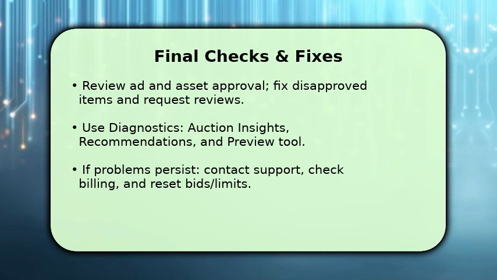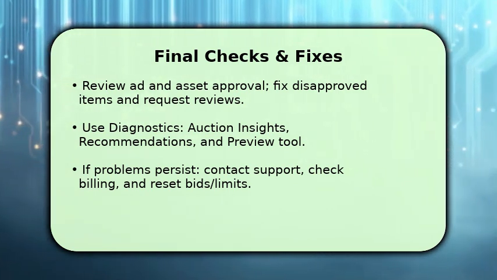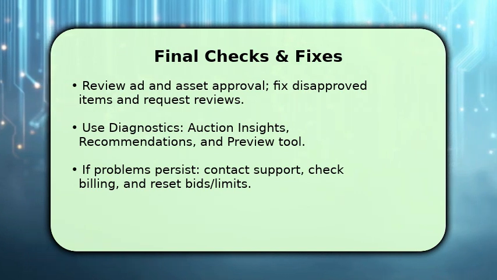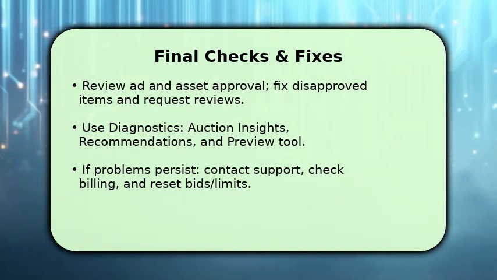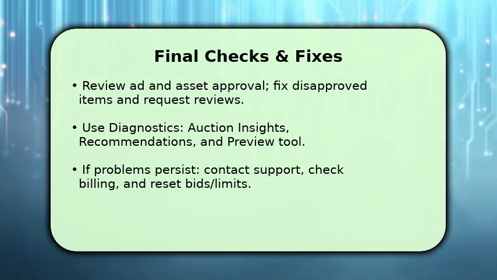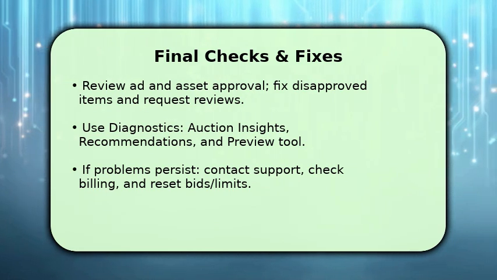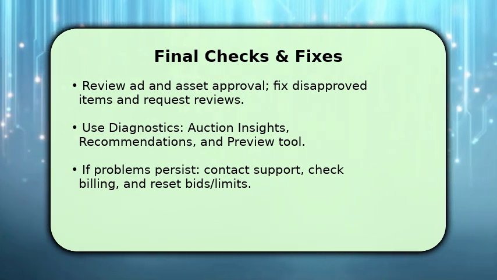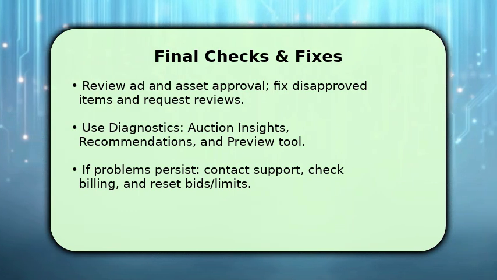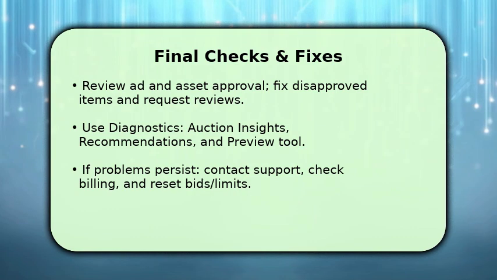Then run diagnostics. Open auction insights for competition signals, apply relevant recommendations, and use the ad preview and diagnosis tool to simulate searches without accruing impressions. If issues persist, check billing for failed payments, consider resetting bids or budgets, and contact Google Ads support with the campaign ID. Troubleshooting tip: a disapproved asset or failed billing is the most common blocker.